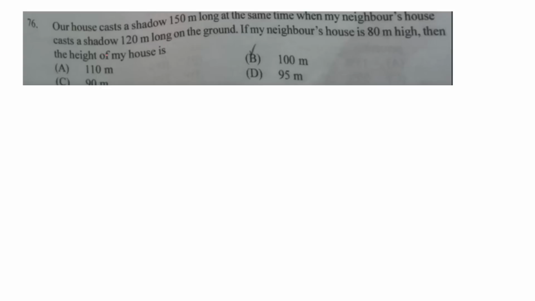Our house casts a shadow 150 meters long at the same time when my neighbor's house casts a shadow 120 meters long on the ground. If my neighbor's house is 80 meters high, then the height of my house is?